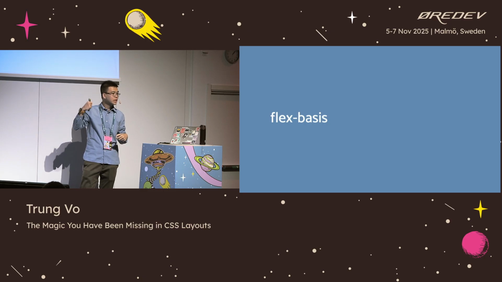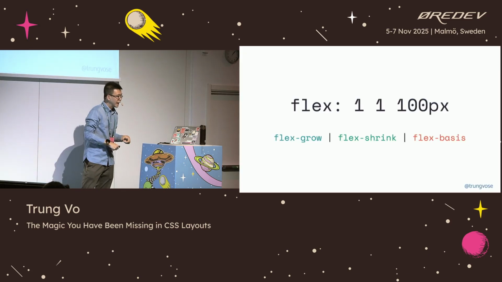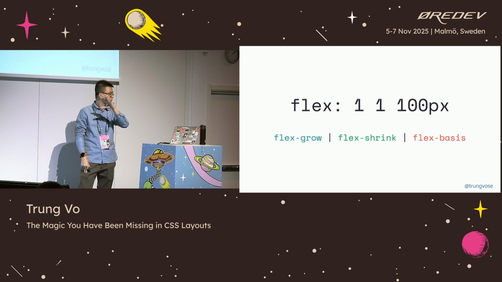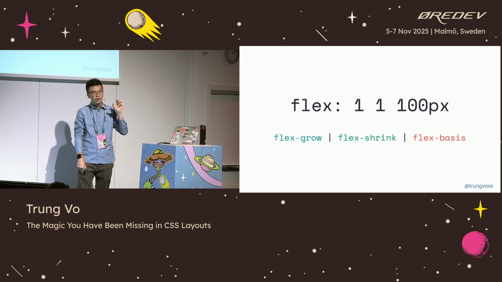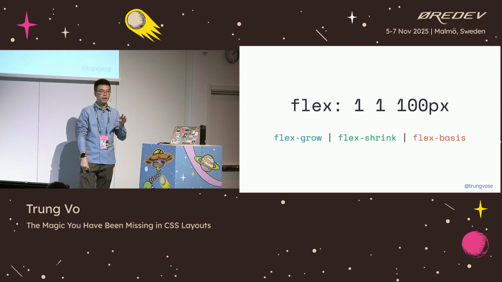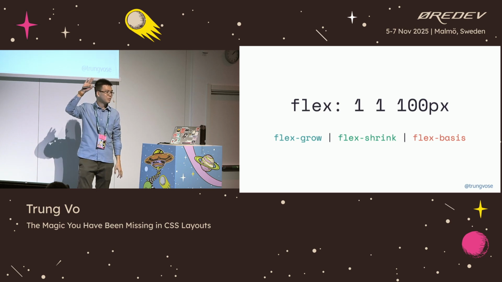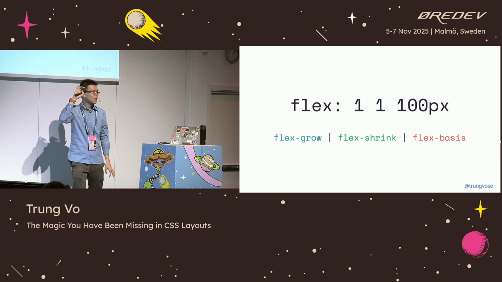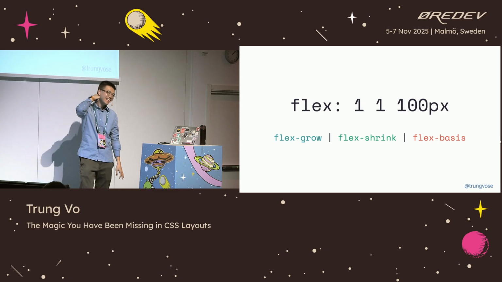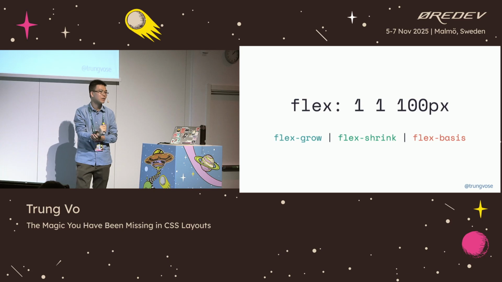That's where flex basis comes in. So it's going to give you the control that you want. And so we look into the flex property. That's three things, if you remember: grow, shrink, and basis. And how many of you use flex basis? Maybe 10%. Yeah, this is not the most popular property, I believe.